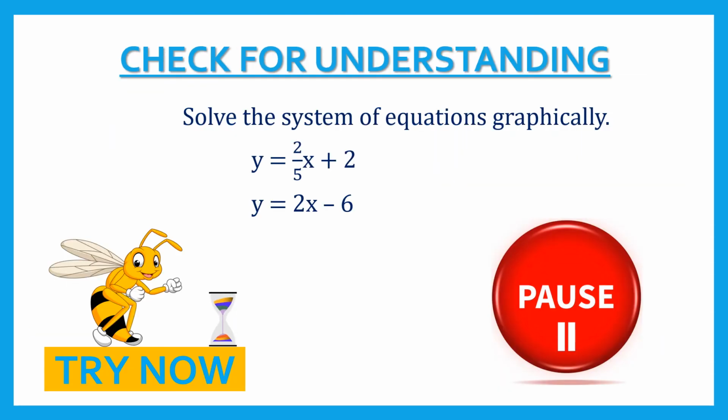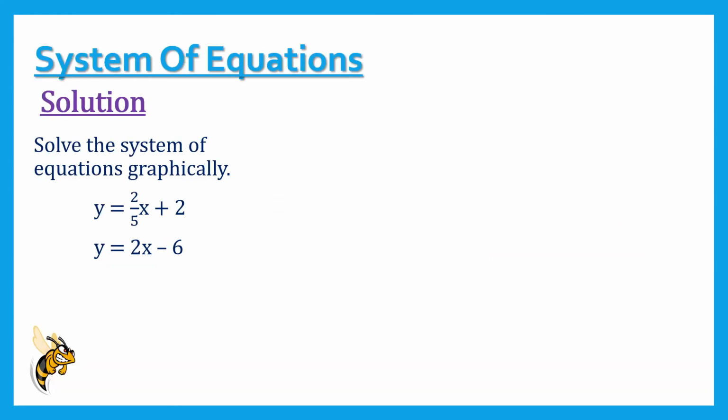Please go ahead and check for understanding. Solve the system of equations graphically. y = 2/5 x + 2 and y = 2x - 6. Solve the system of equations graphically. y = 2/5 x + 2 and y = 2x - 6.